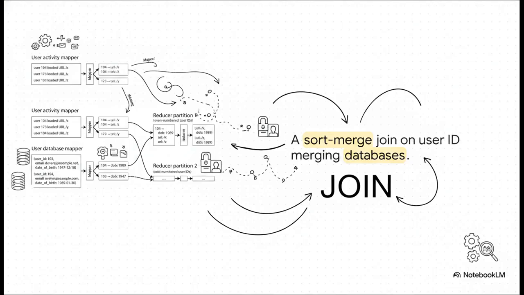And by leveraging that shuffle, we can execute incredibly powerful operations like a sort-merge join. Imagine you need to combine a massive stream of user activity events with a static user database. You can shuffle both datasets using the user ID as the key. The shuffle guarantees that an activity event for, say, user 104 and the database profile for user 104 travel across the network to land on the exact same machine right next to each other. The machine then just zips the two lists together flawlessly. It's a highly elegant solution to a massive logistical problem.